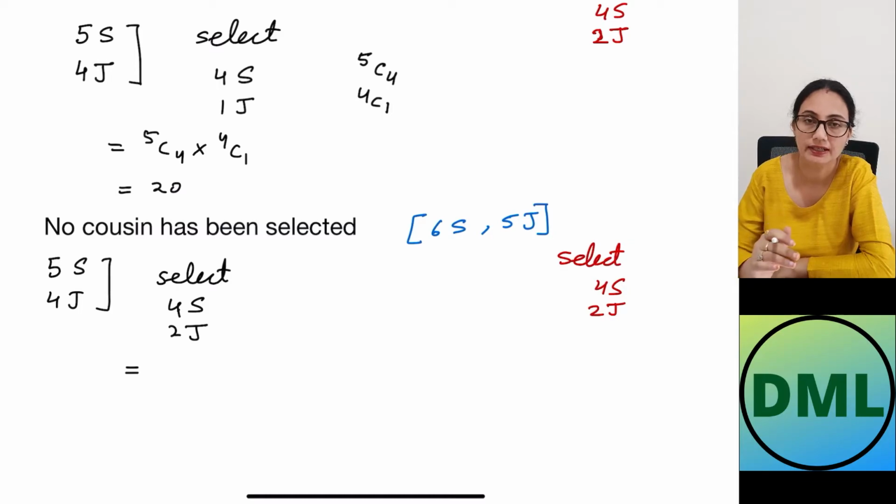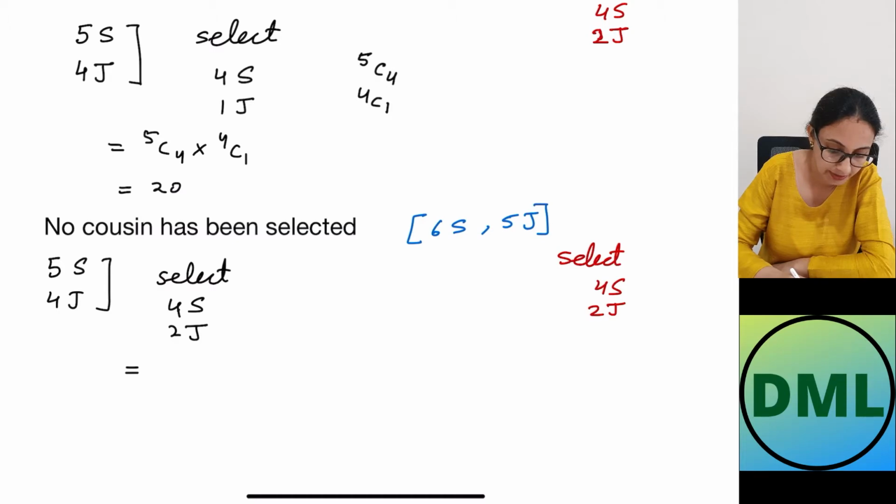That means you are not selecting both the cousins. So we have 6 seniors and 5 juniors, and we are not selecting 2 cousins. So seniors will be reduced by 1, so 5 seniors will be left, and juniors will be reduced by 1, so it will be 4 juniors. And you have to select 4 seniors and 2 junior students.